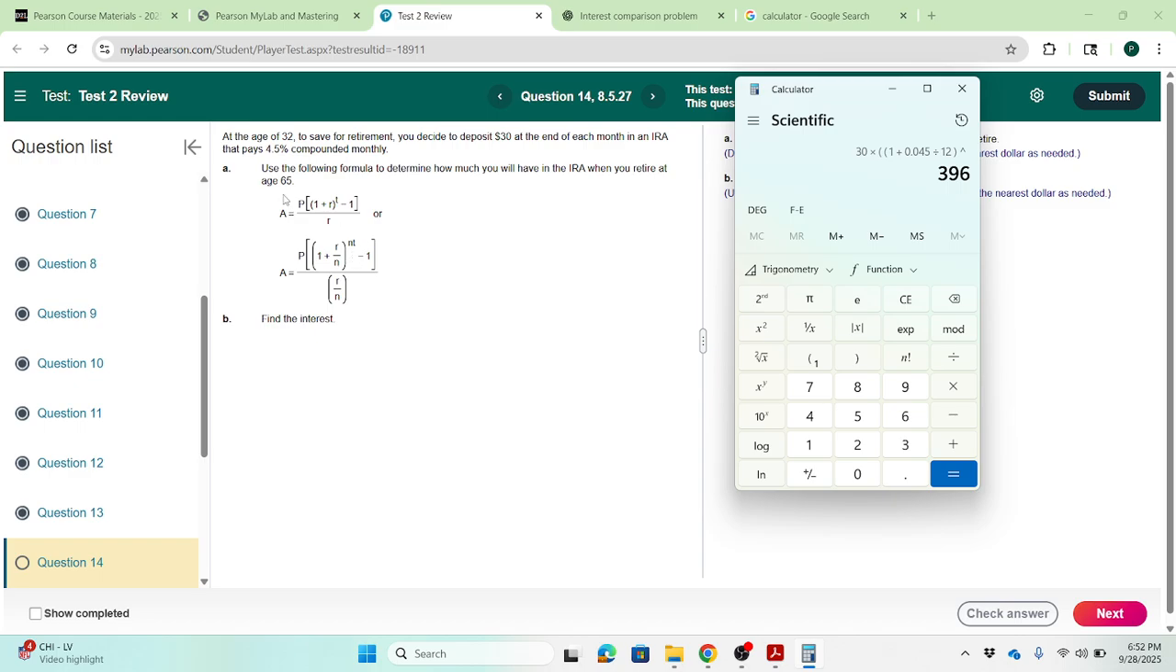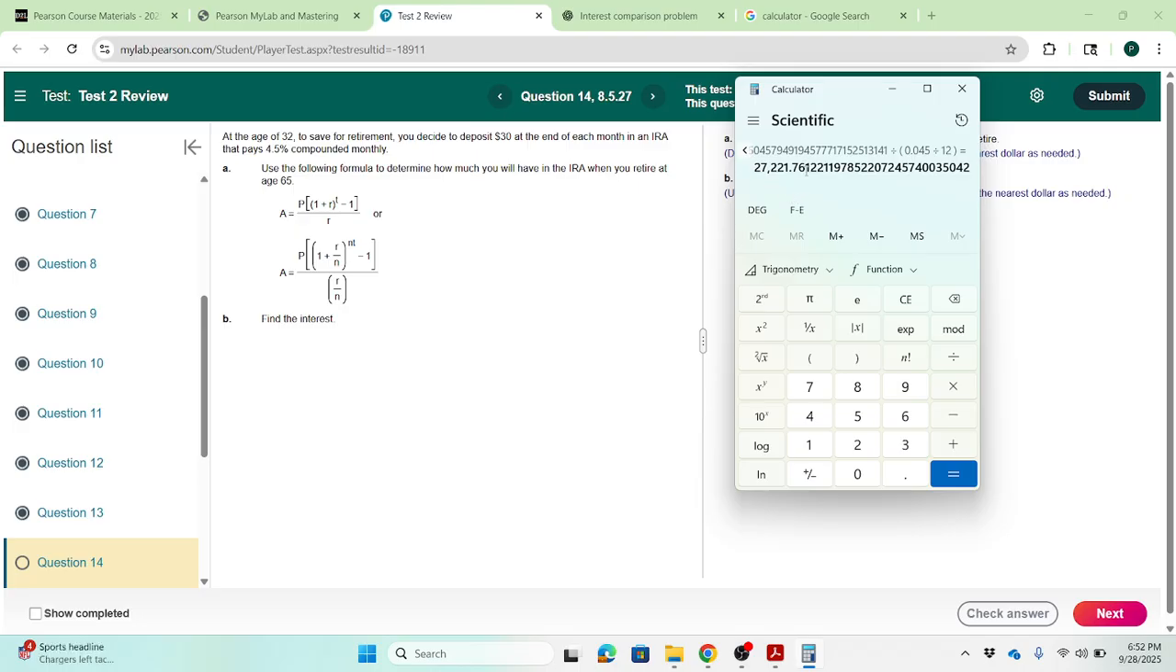T is the number of years, which is 65 minus 32, 33 years, times 12. So after this calculation, minus 1, parenthesis close, hit enter. That's the number on the top. Divide that by parenthesis. Do not forget to put the parenthesis. R over n, which is 0.045 divided by 12, parenthesis close, and hit enter. That's the amount you are going to receive after 33 years.